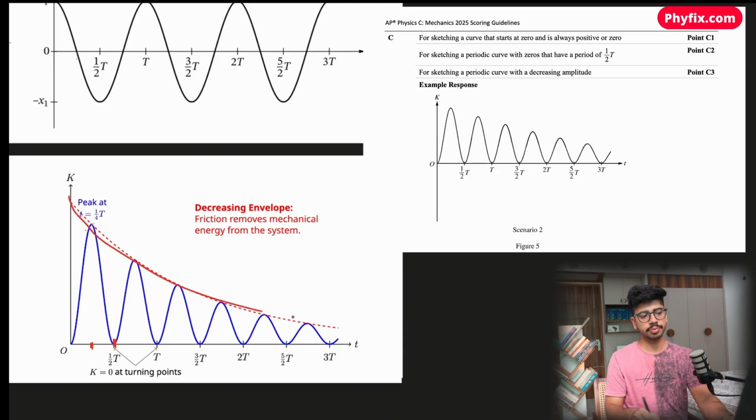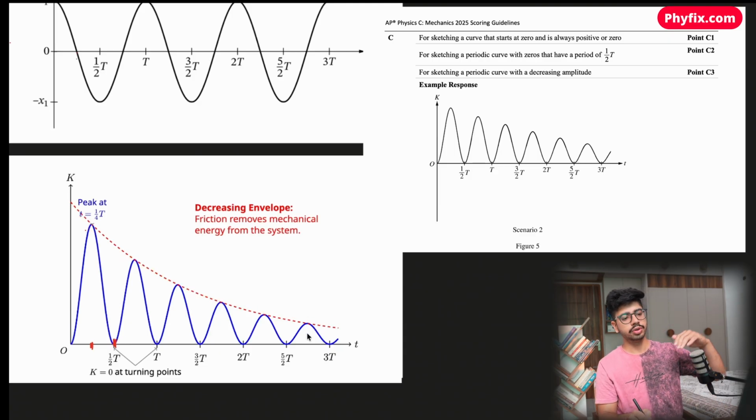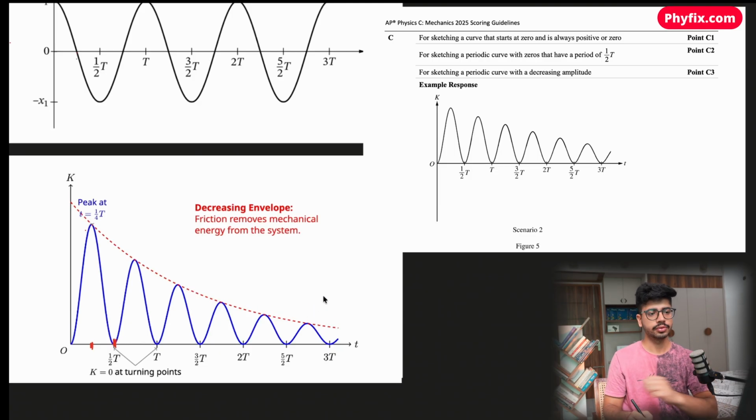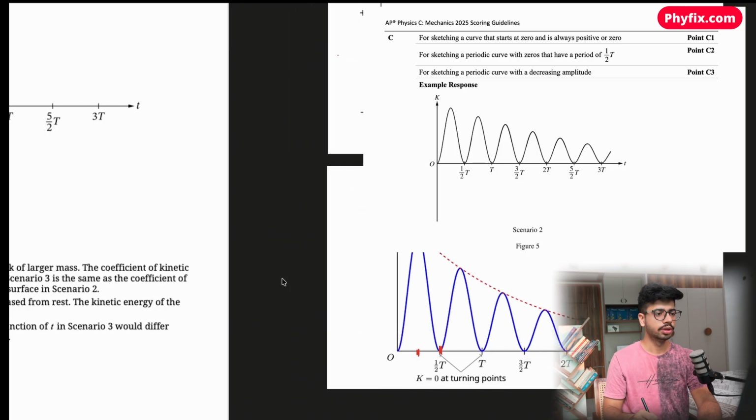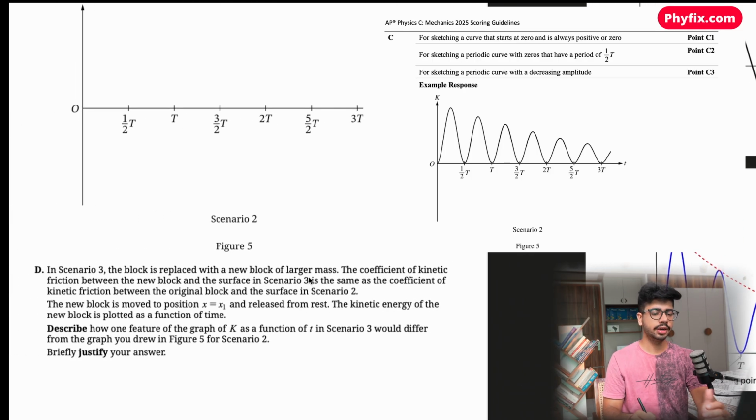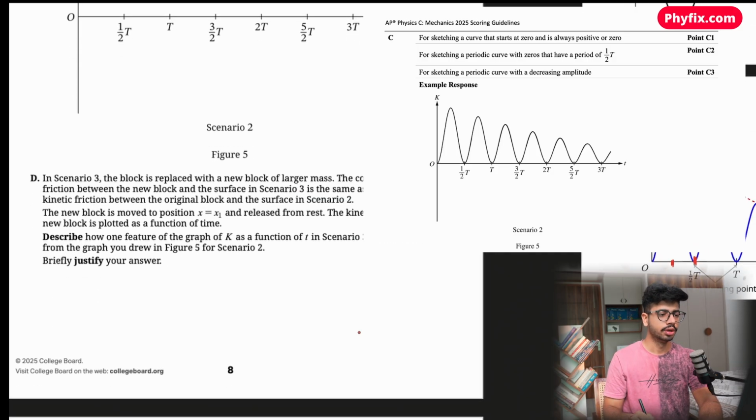So you can see some kind of attenuation. The time period is the same only. The time period is not going to be changed, as they mentioned. So it will look like this. Now where did the kinetic energy go? Because there is friction, the heat energy is lost to the surroundings.